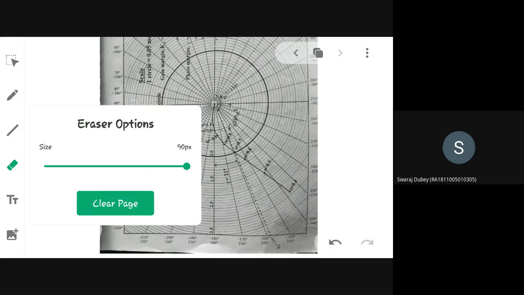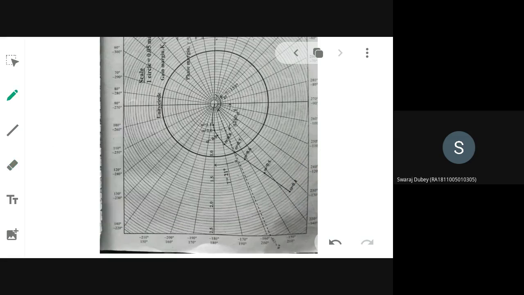Just the phase markings. What is the phase angle and magnitude? What is the phase angle you are telling? Minus 134. The magnitude is 2.2. Now, where is minus 134 in the radial line? You are having so many radial lines, no? Where is minus 134? You have to check it. Between 120 and 130.